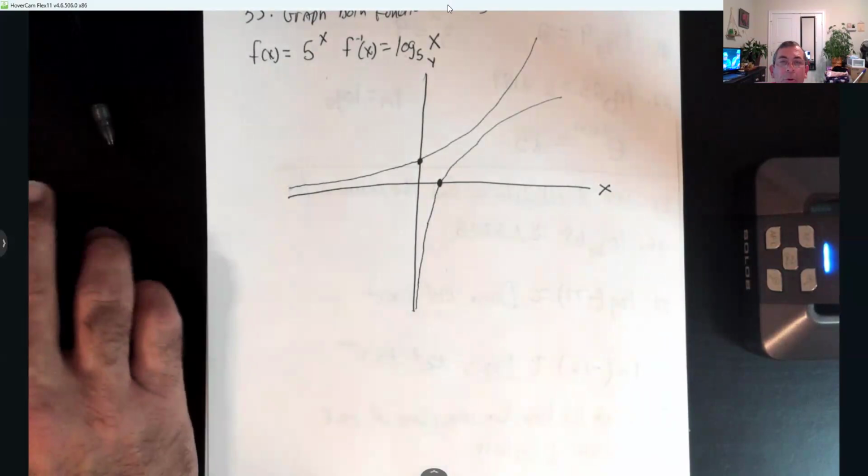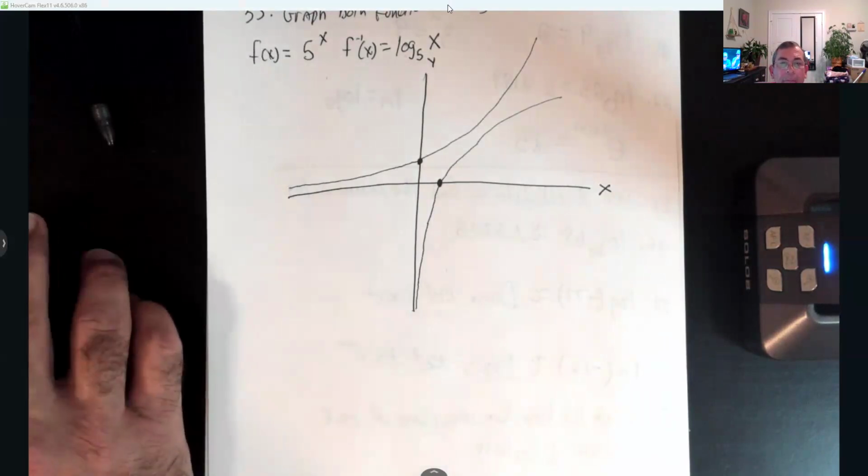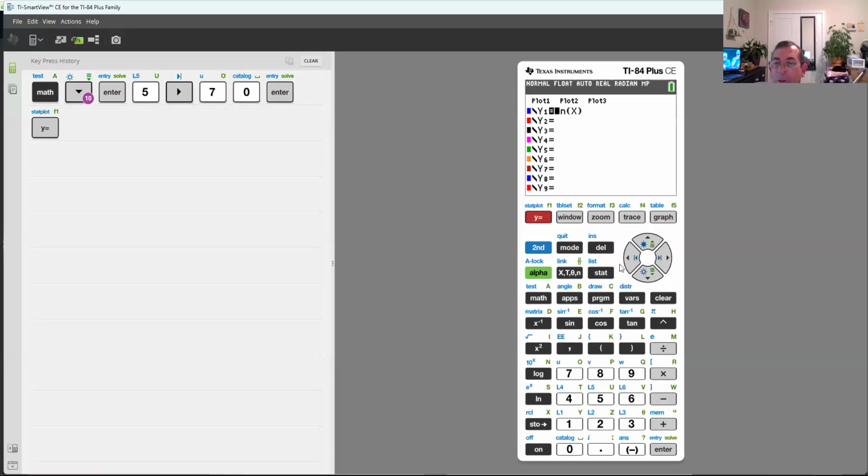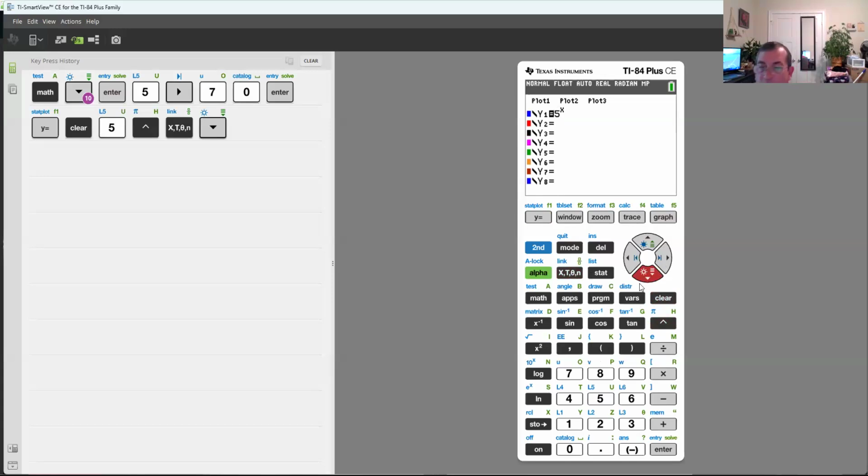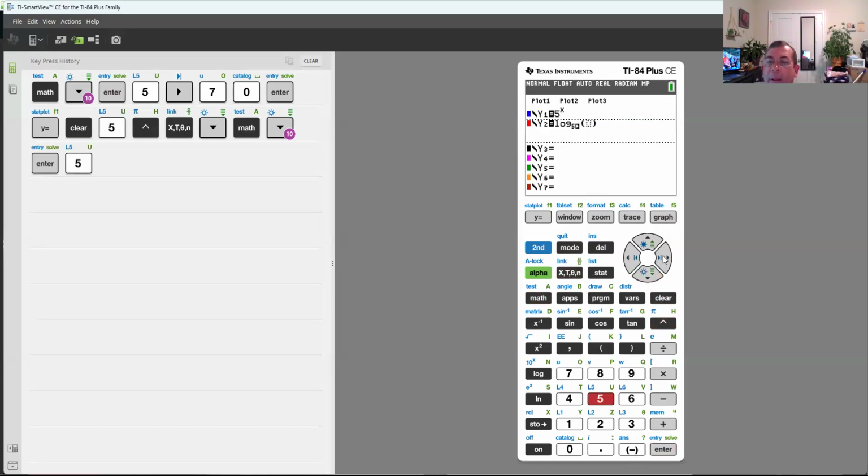So we could go to our calculator to get that. So y'all watch this. I'm going to clear out that one. So my first one was 5 to the x. So 5 exponent x. Now I'm going to come down here, and this one was a log base 5 of x. So I'm going to hit math, go down and get my log base, enter. That was a base of 5, and then arrow over and put in your x.